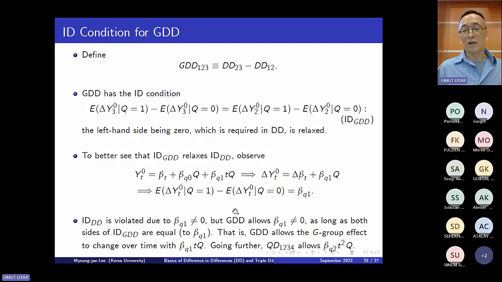So if you go further, you may allow a quadratic term of function of t. So you can allow a quadratic function of time multiplied by q, and that actually can be entertained by quadruple difference, not just triple difference.